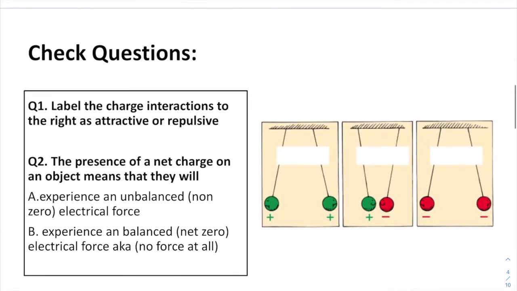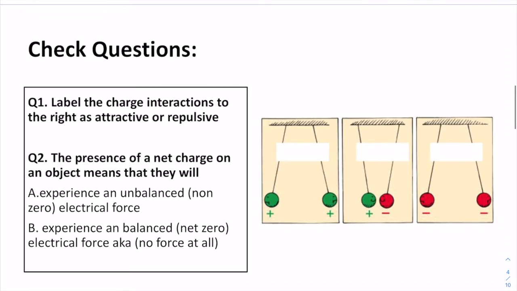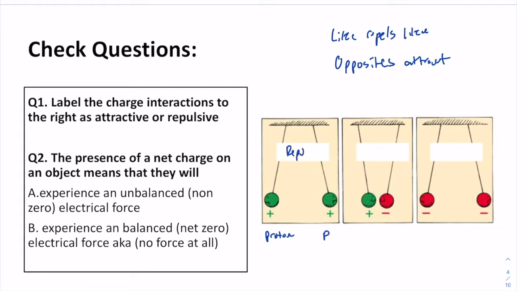Okay, let's do a couple of quick check questions before we go any further, so we make sure we have the concept of charges down in our head. All right, question 1 says, label the charge interactions to the right as attractive or repulsive. All right, our rule is like repels like, and opposites attract. All right, we'll do the first one for you. Here we go. So we have a proton and another proton. Okay, like repels like, so this is going to be repulsion.